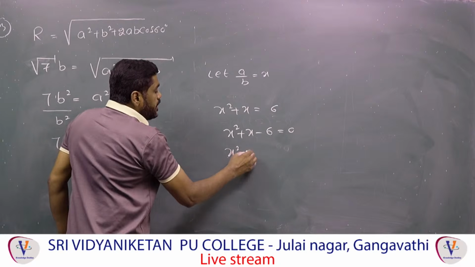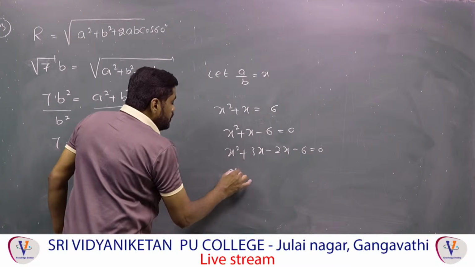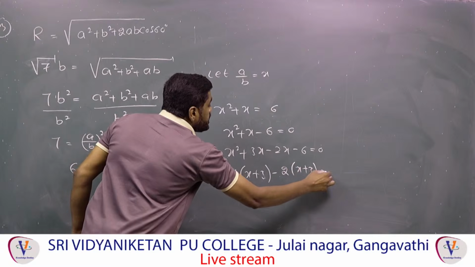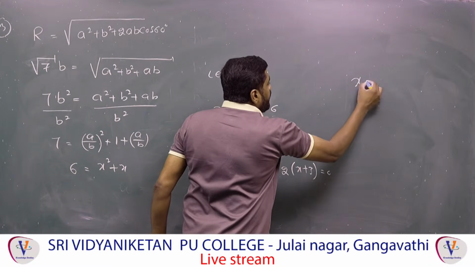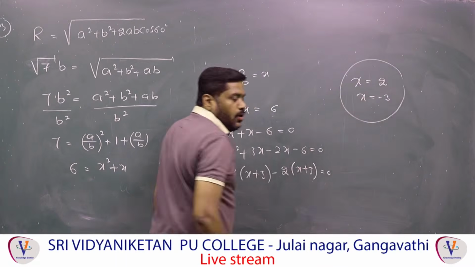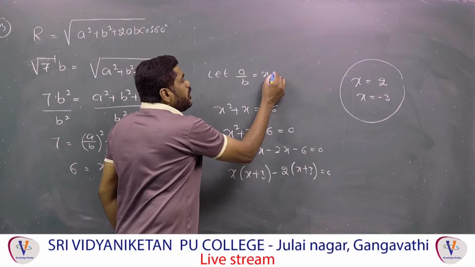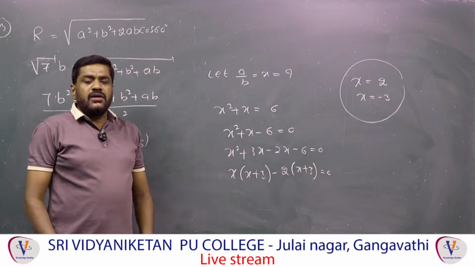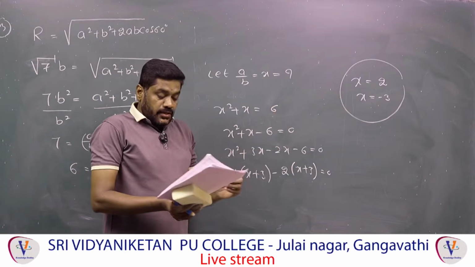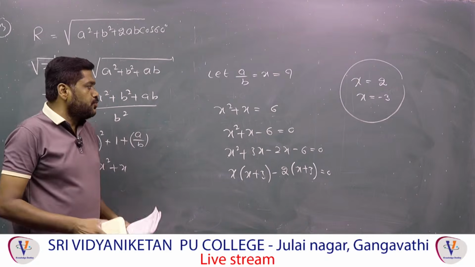That is x square plus 3x minus 2x minus 6 is equal to 0. So x into x plus 3 minus 2 into x plus 3 is equal to 0. After simplification we get x is equal to either 2 or x is equal to minus 3. We already confirmed that x is equal to a by b, and this a by b is what they are asking in the question: what is the ratio of a by b? Therefore x is equal to 2 or x is equal to minus 3, and minus 3 is not there in the options. Therefore only the third option is correct, that is 2.